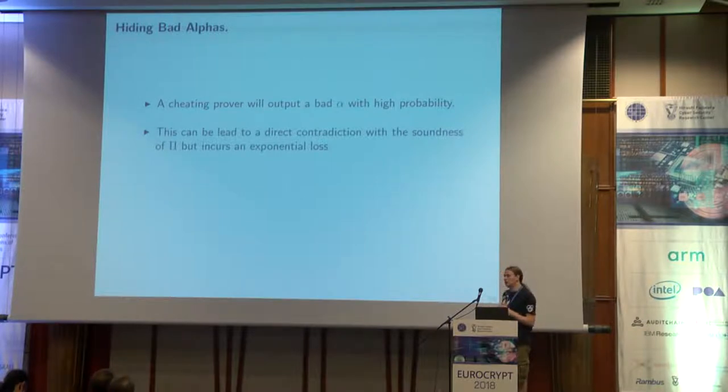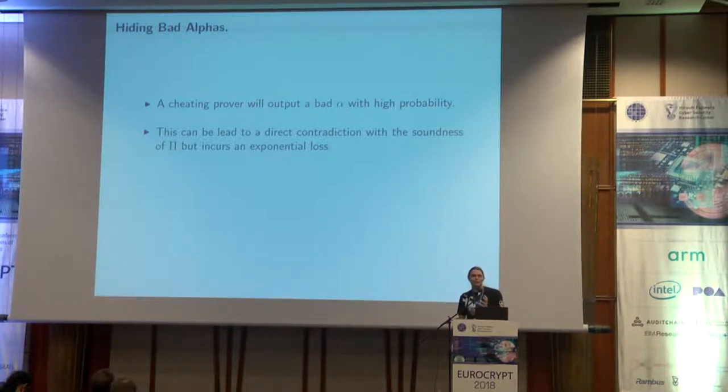We could try to lead this directly to a contradiction with the soundness of the original rerun proof. The problem with that is that at some point we would need to puncture on an unknown point and thereby incur an exponential loss. We can still do that. The problem is that the result would be much weaker then, because this means that we would need a three-round proof that is sound, that has a soundness error that's exponentially small. Only then would this still make sense.